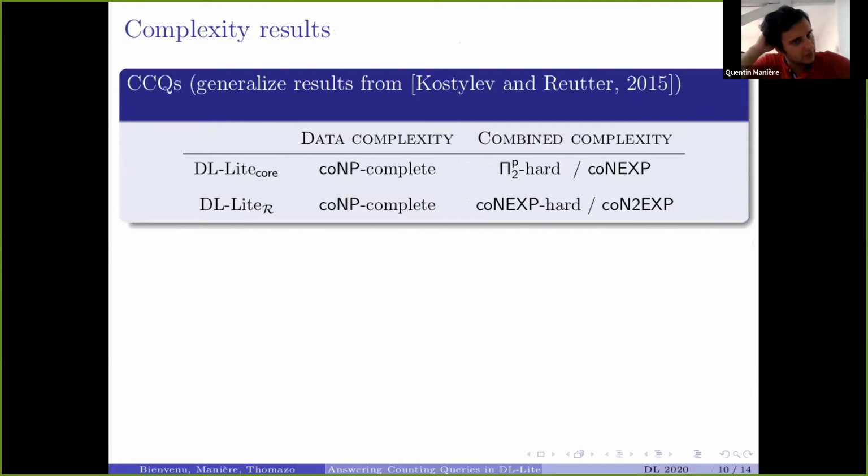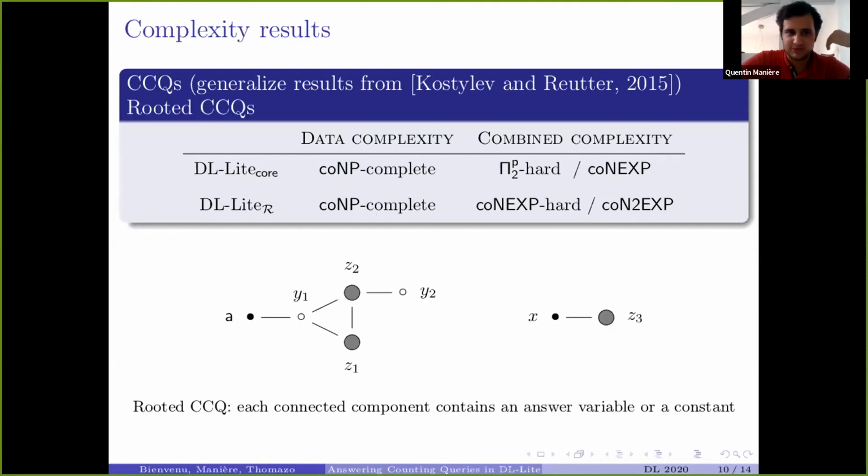Okay, now a word about the complexity results we obtained. So first we started by generalizing the results from our starting point. And as you can see, in data complexity, both dialects, it's quite hard. It's coNP-complete, so quite intractable. And in combined complexity, it's even harder, and still there are still some gaps. So it's still unclear. And a first direction to try to improve these complexity results is to restrict the family of query we're considering.